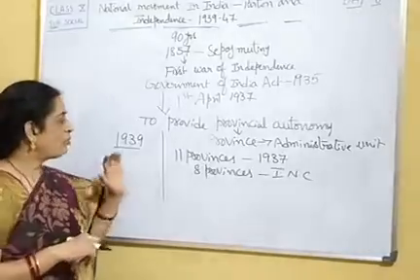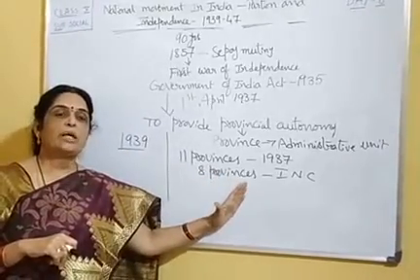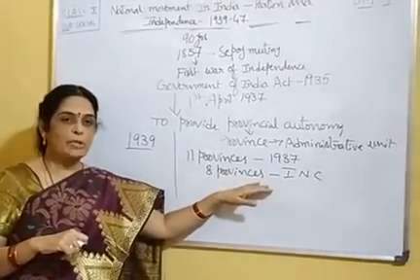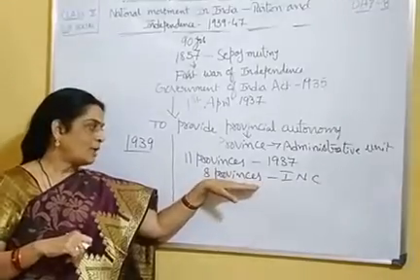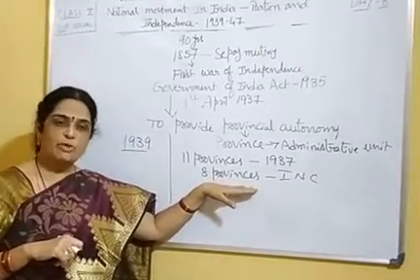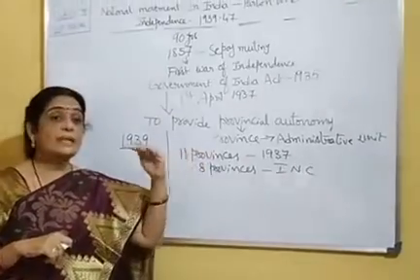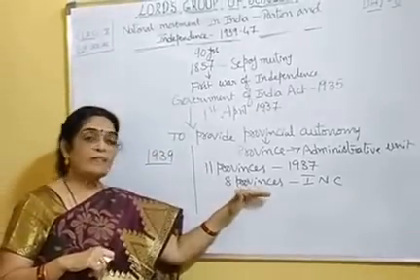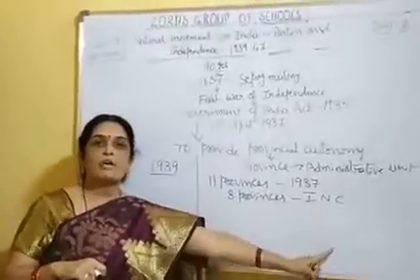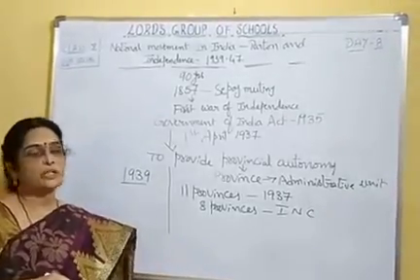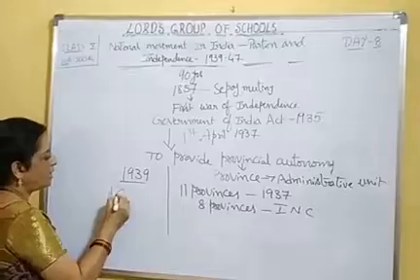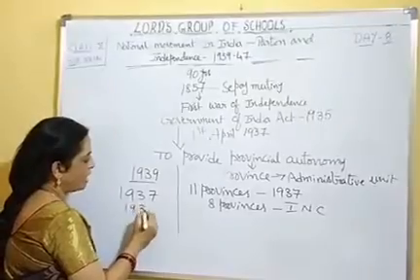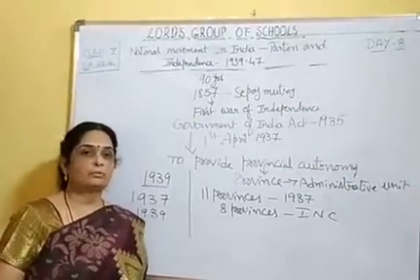Then what happened? When the Britishers ordered the Indian army to join the Second World War, the ministers who were ruling in the provinces, who formed the government in the 8 provinces, felt insulted. Even without consulting them, the Britishers had taken the decision. So they felt insulted and they resigned from their minister posts in 1939. So in 1937 they formed the governments in 8 provinces, and in 1939 they resigned.